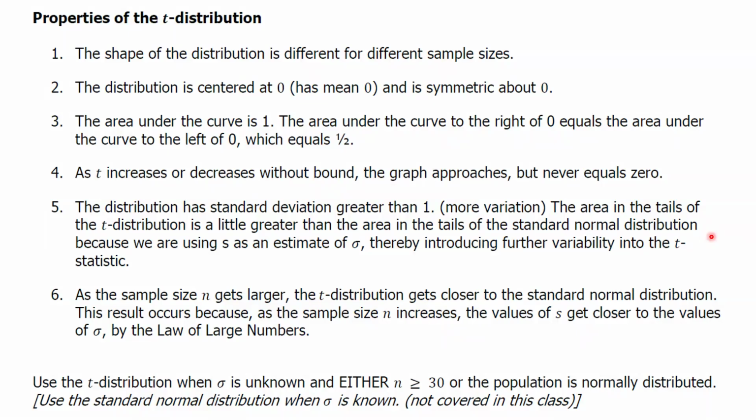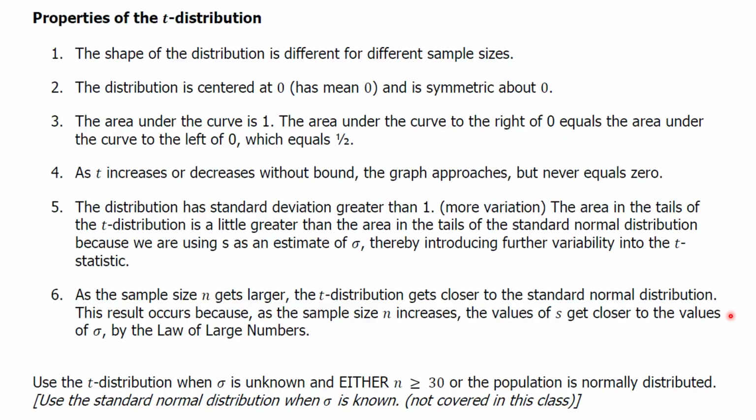The area in the tails of the t distribution is a little greater than the area in the tails of the standard normal distribution because we are using S as an estimate of sigma, therefore introducing further variability into the t statistic. So more uncertainty means wider distribution.